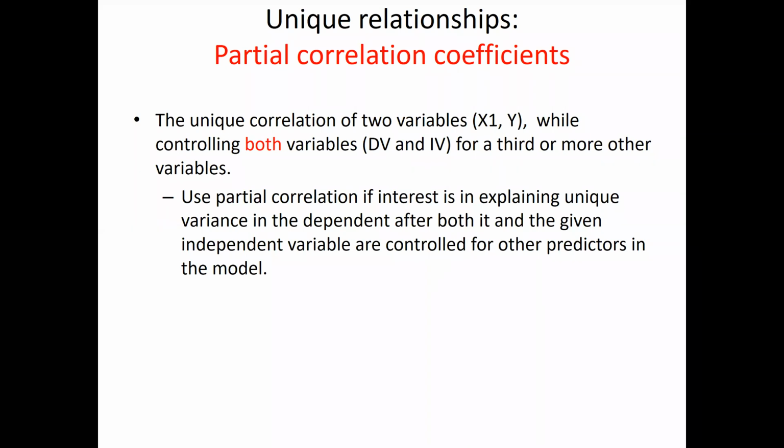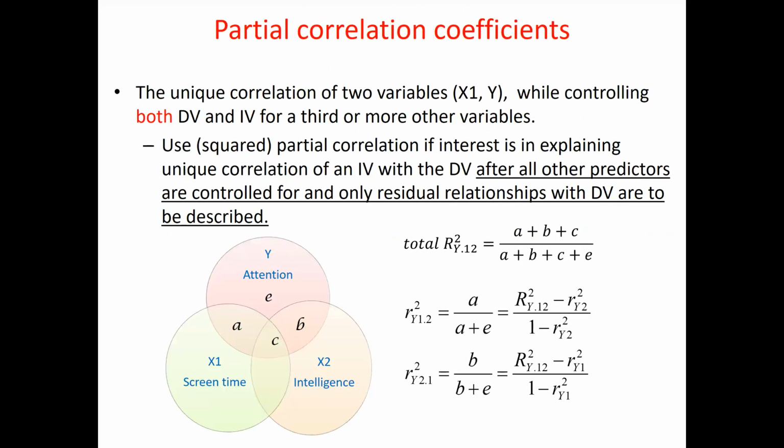But we use this if we're interested in explaining the unique variance in the dependent variable. Okay, so not total variance in the dependent variable, but that residual variance in the dependent variable after both the dependent variable and the independent variable are controlled for other predictors in the model, or after you're only looking at residuals that are uniquely explained by that independent variable.